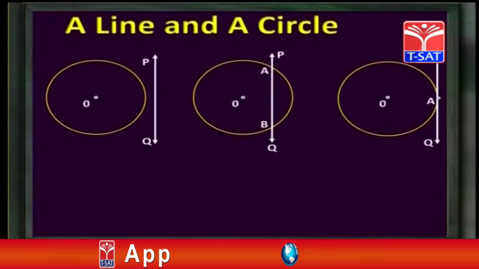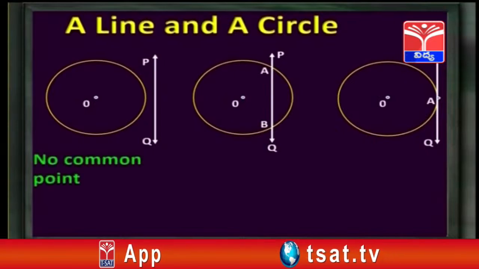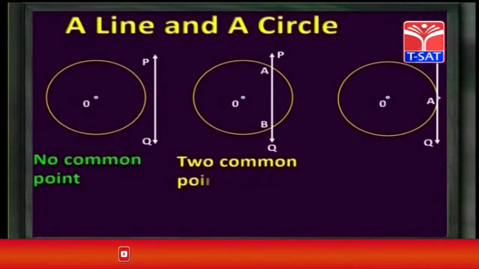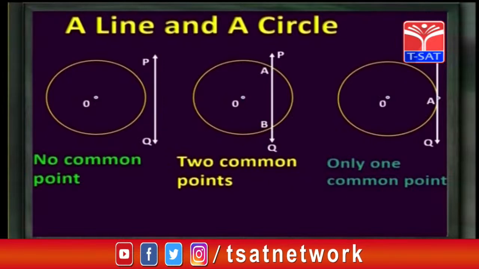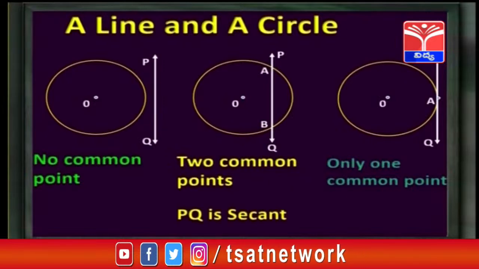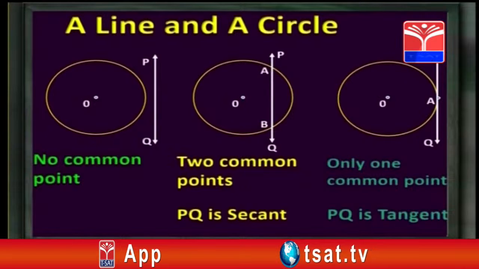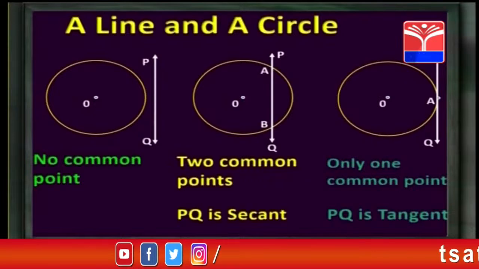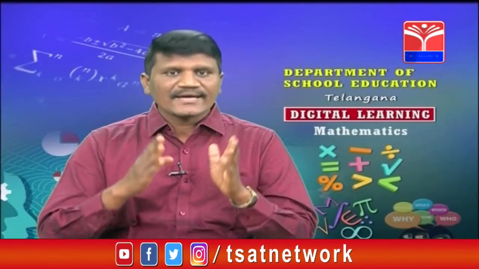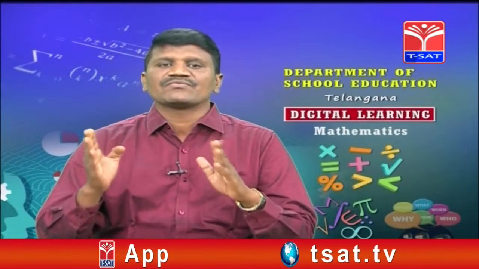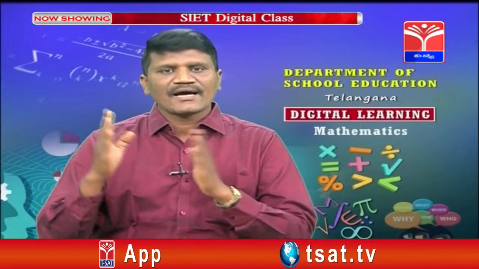So what can we conclude from this? The first figure has no common point, the second figure has two common points, and the third figure has only one common point. If two common points are there, the straight line is called a secant of the circle, and if only one common point is there, then that line is a tangent to the circle. If the line is passing through the circle, then the line is called a secant of the circle. If a line is touching the circle, then the line is called a tangent of the circle. So this is about secant and tangent.